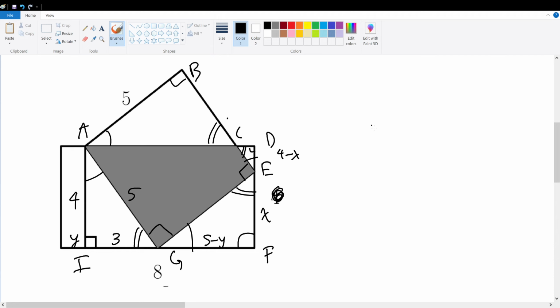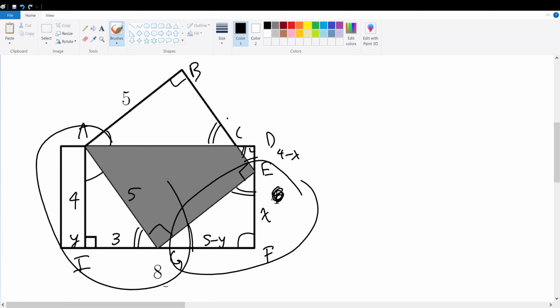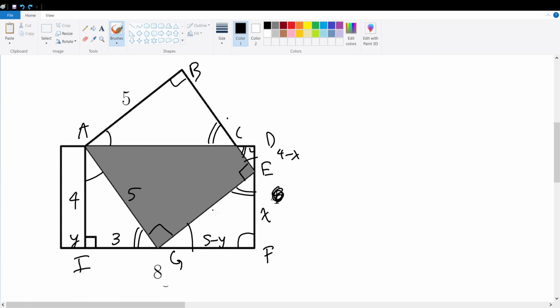All right, now let's draw some relationships. Most notably, let's draw the relationship between EGF and AIG. How did I know to choose these two triangles? The reason is that for this triangle, I only know one side length. This one, I only know one side length as well. But for this one, I know 2. This one, I know 3. I always want to draw relationships between the triangles that have the most amount of defined sides.